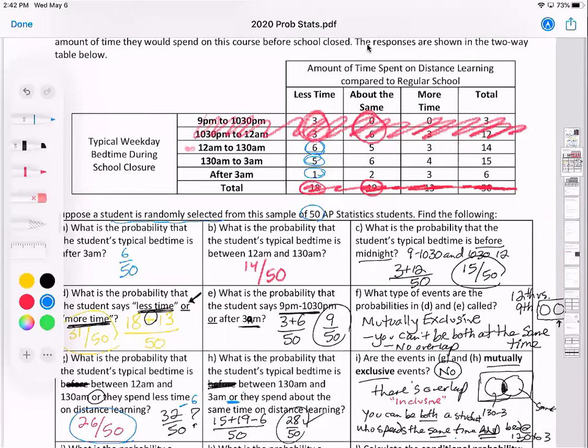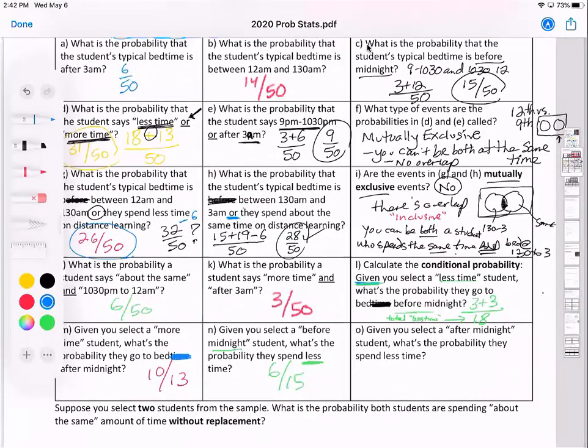Okay, so we want the less time given they go to bed after midnight. So that looks like it's 12 total students there, if I'm adding those right. And then the total we have are out of these totals, which looks like 35 if I added those right. So it looks like our answer is 12 out of 35. So the 35 was the after midnight students, and the 12 was the after midnight and less time, is how we got that.